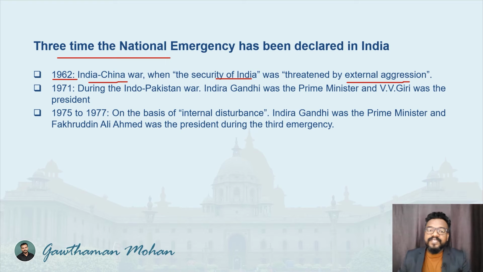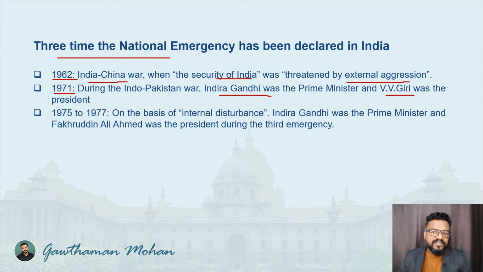The second time was the war with Pakistan, during the Indo-Pakistan war in the year 1971. Very important: during that time, who was the Prime Minister? The Prime Minister was Indira Gandhi, and V.V. Giri was the President. Very important to understand. So these are 2 instances in which we declared the national emergency. The reason was external aggression; the security of India was threatened because of it.